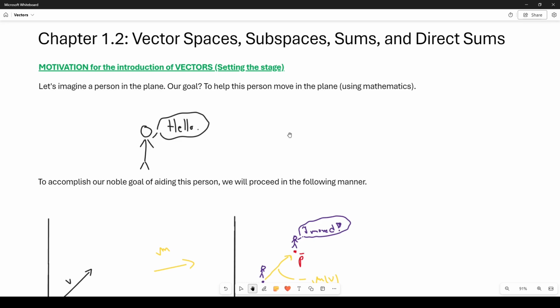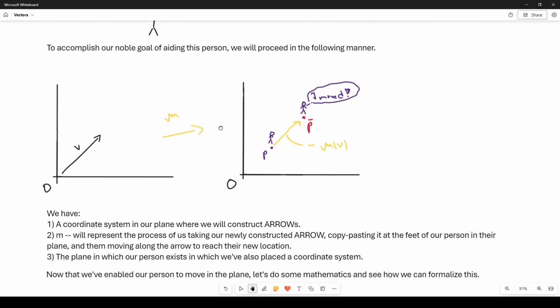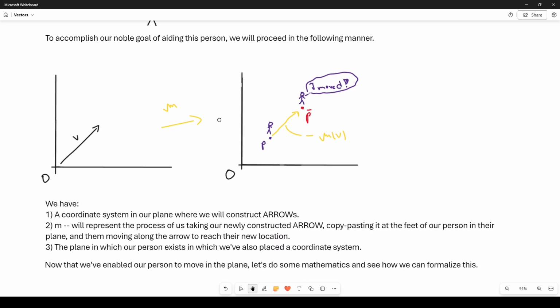Before giving the definition of a vector space, we will provide some motivation. So let's imagine a person in the plane. There they are. Our goal is to help this person move in the plane using mathematics. So to accomplish our noble goal of aiding this person, we will proceed in the following manner.